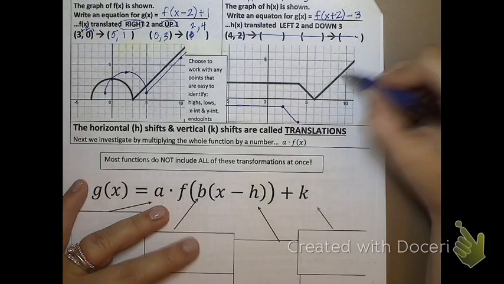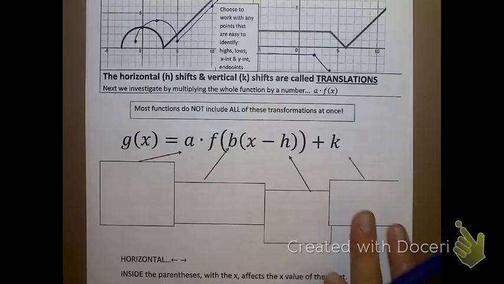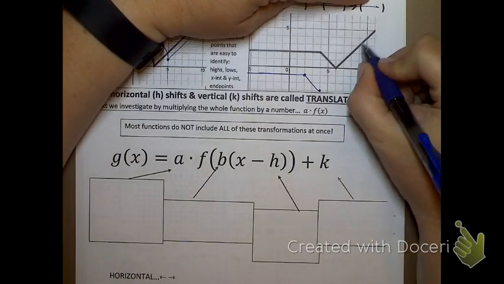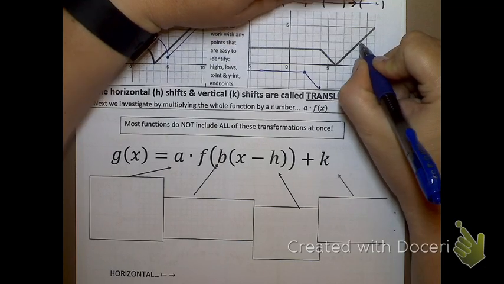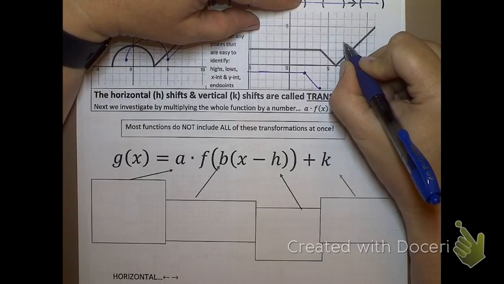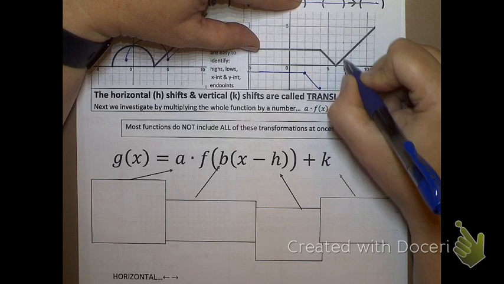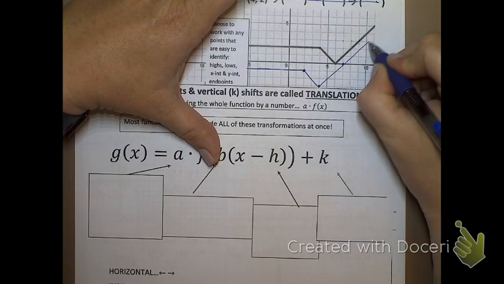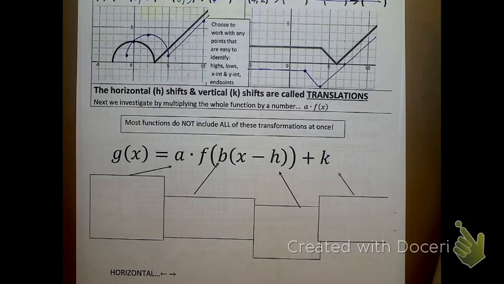And this guy, hold on just a second. So I'm going to pick one other point here. I'm just going to pick maybe this guy right here. And I'm going to move him left 2 and down 3 to just follow that pattern. And that's what my graph should look like.